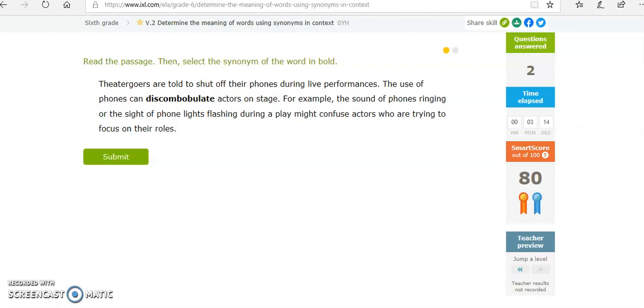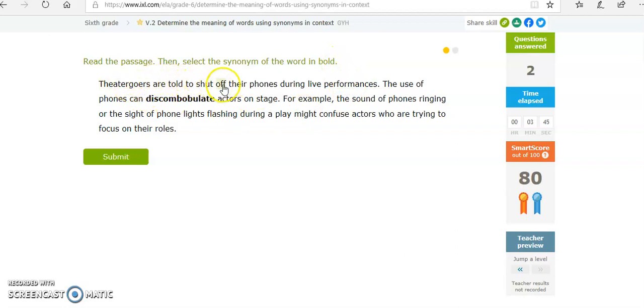Okay, ladies and gentlemen, this skill is determine the meaning of words using synonyms in context. Well, synonyms are words that mean the same as other words. So as you read this short passage, you're going to be finding words that mean the same as the bold printed word, because it says read the passage. Then select the synonym, the word that means the same as the word in bold.